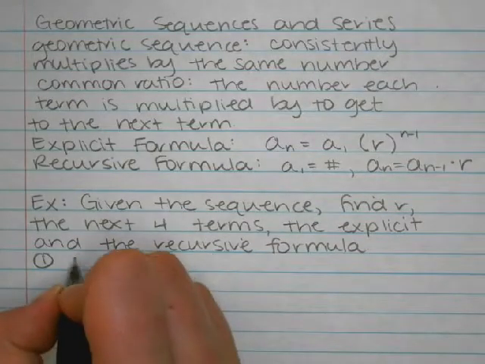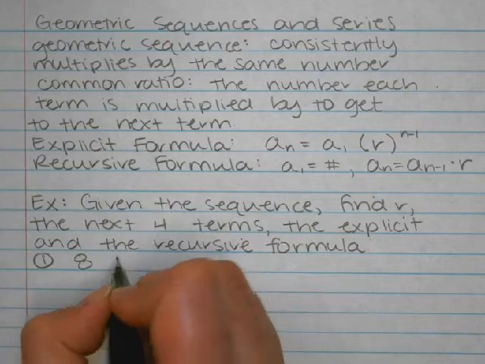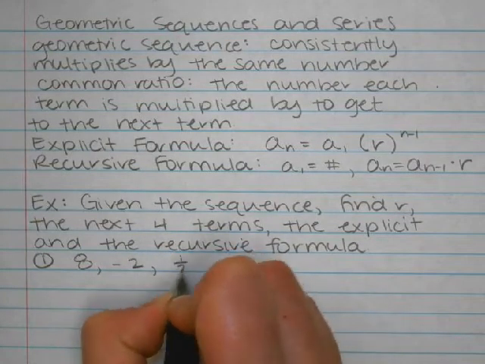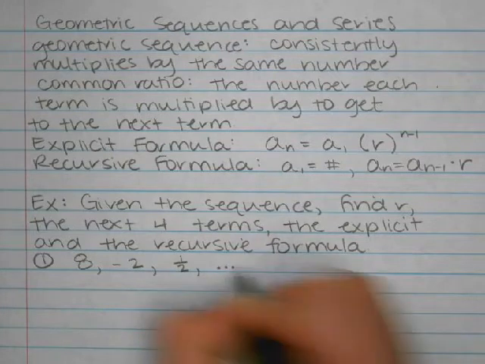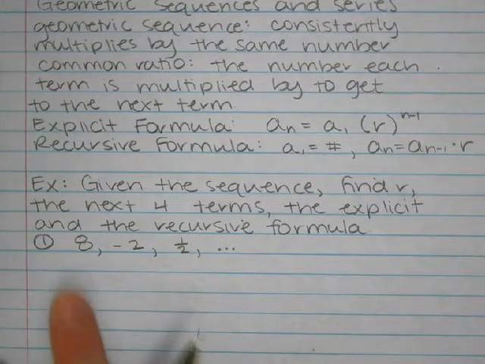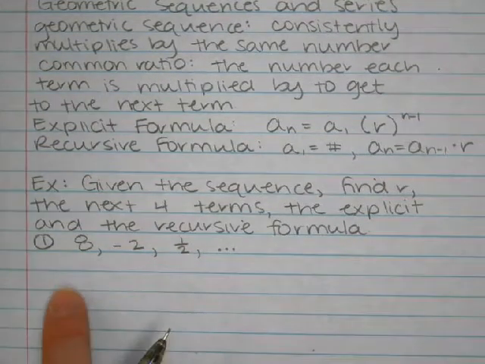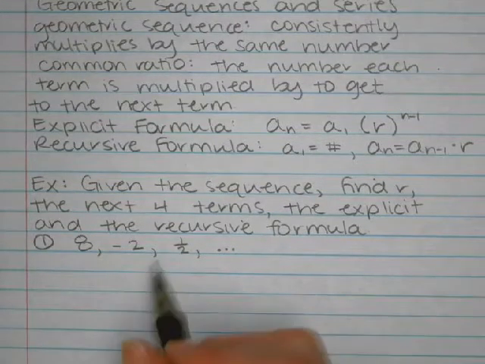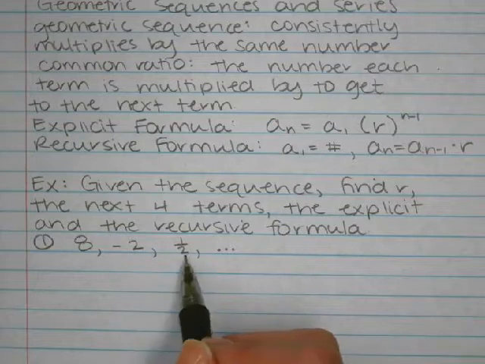All right, so the first sequence is 8, -2, +1/2, etc. So if you look at this one, if I think about something that's multiplying to get from 8 to -2, I don't really think of multiplication as much. I actually think of division. So I think of this as dividing by a -4. And then -2 divided by -4 would give you 1/2.